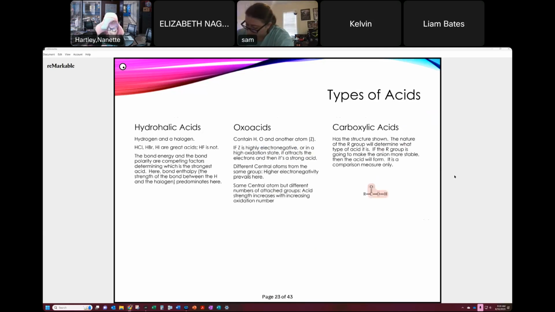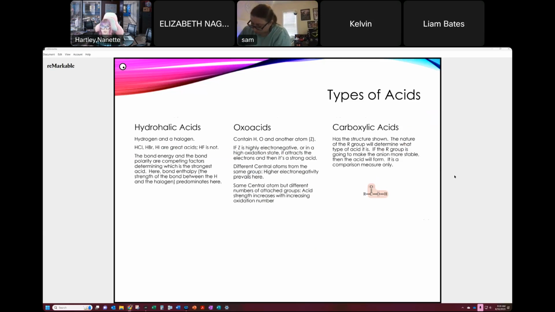Now, your textbook talks about 3 specific types of acids. I mention this only because it is important that we understand that these things exist, and sometimes you'll hear me throw these terms around. So a hydrohalic acid is a hydrogen and a halogen. So HCl, HBr, HI, HF. Those are the 4 that we typically talk about. I mean, HAt is an acid, but it doesn't really work very well. HF is not a strong acid. The rest of them are.